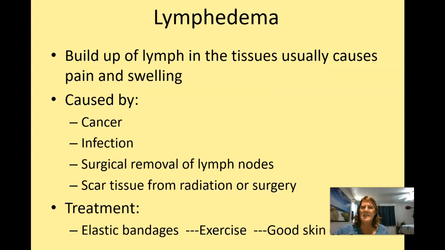The term lymphedema is a buildup of lymph in the tissues. It usually causes pain and swelling. And so we see lymphedema sometimes with cancer patients or really bad infections. Sometimes if the person's had a surgical removal of the lymph nodes, so for instance, when a person has cancer, sometimes the lymph nodes right surrounding it have been potentially exposed to that cancerous agent, so they'll remove them, and so then swelling and edema tends to happen in those areas. So elastic bandages, exercise, good skin care are important.